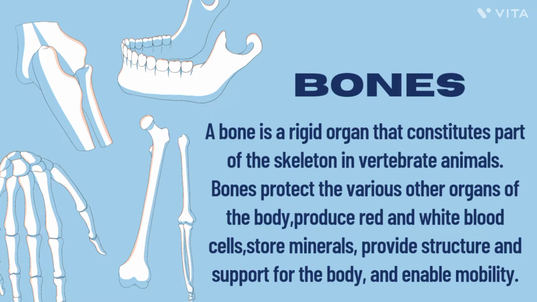So here it is written, bones. A bone is a rigid organ that constitutes part of the skeleton in vertebrate animals. Bones protect the various other organs of the body, produce red and white blood cells, store minerals, provide structure and support for the body, and enable mobility. So yes, you agree with me that a bone is rigid. If our bones were not rigid, then who would provide the support to our body? So it is very important for a bone to be rigid.